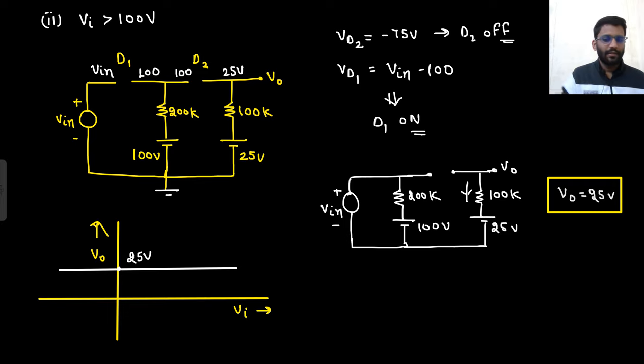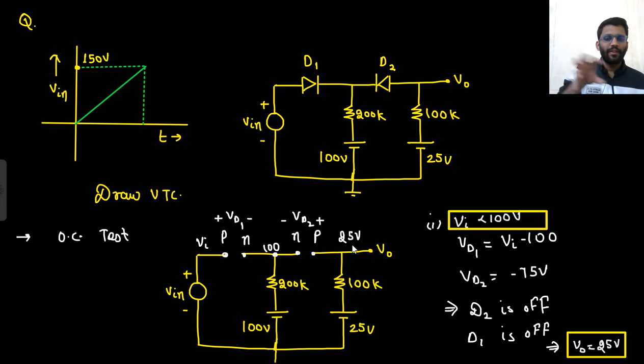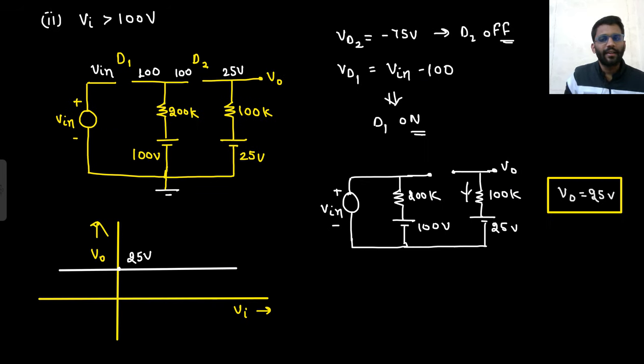Right? Did you understand this question? First we found VD1, VD2. Then we got to know that VD2 is initially off. Diode D1 can turn on when Vin is greater than 0. So the first condition is Vin less than 0. For Vin less than 0, both are off, 25 volt. For Vin greater than 100, we got to know that D1 is on. Right? But D2 is still off. So still V node will be 25 volt only. So this will be the graph.